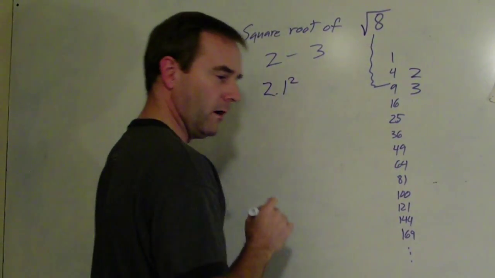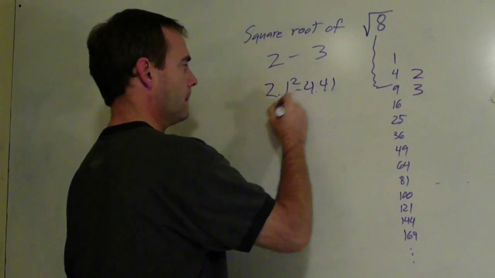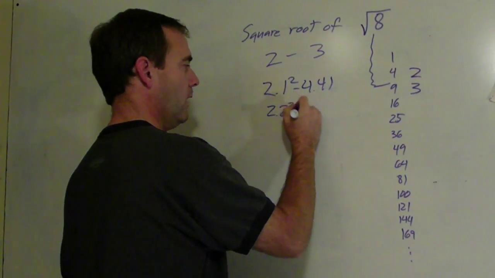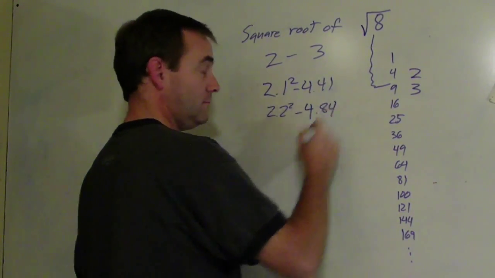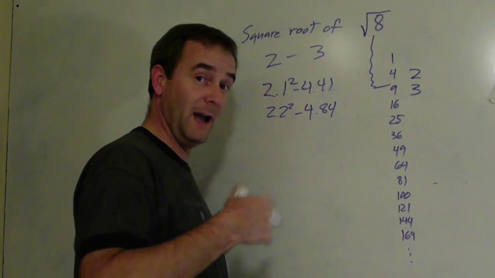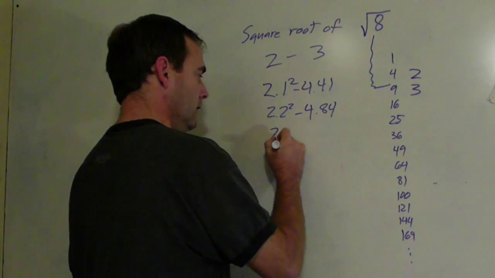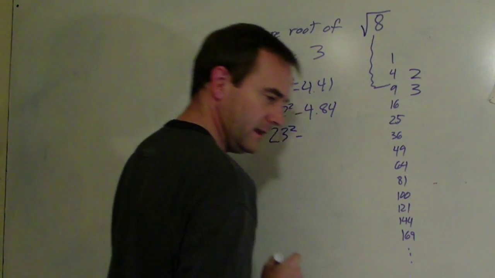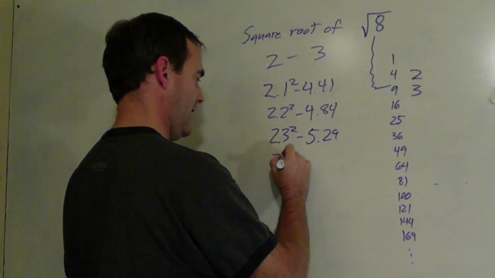2.1, if you square it, would give you 4.41. 2.2, if you square it, would give you 4.84. I know I'm looking down here to see what they are. Your calculator is actually taking 2.2 times itself. It knows how to times, it just doesn't know how to square root. 2.3 squared is 5.29. Let's start doing them a little faster.